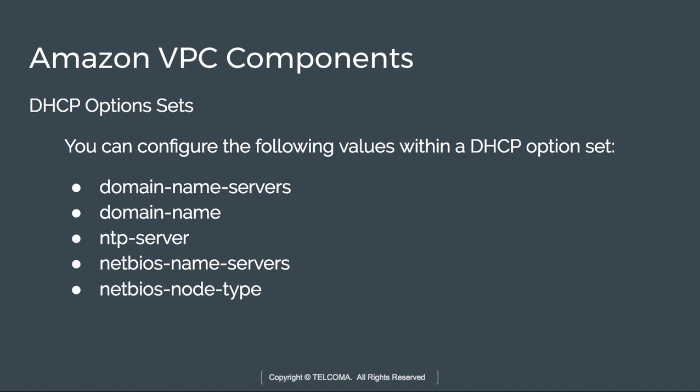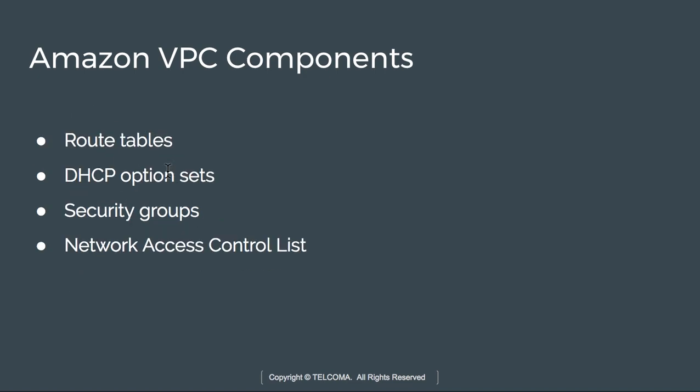So here we have discussed only two components. We have discussed route tables and DHCP option sets. We will continue with VPC components in our next class.